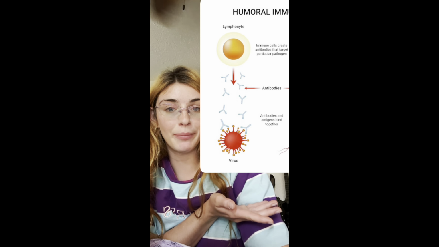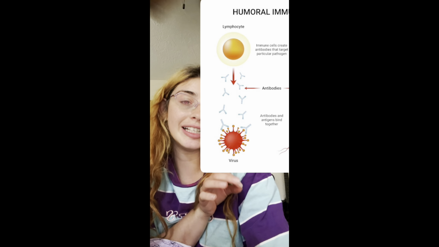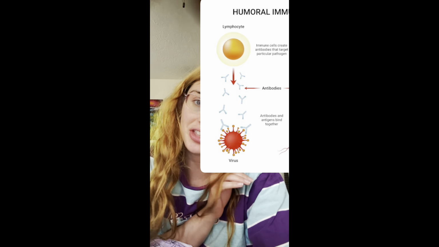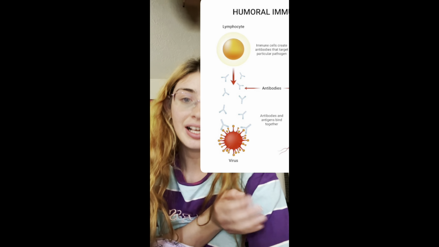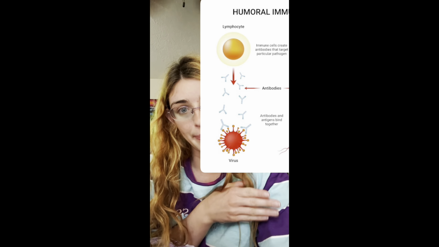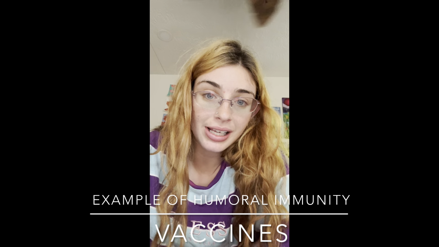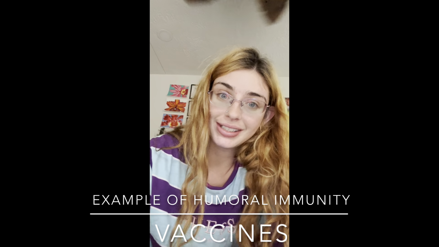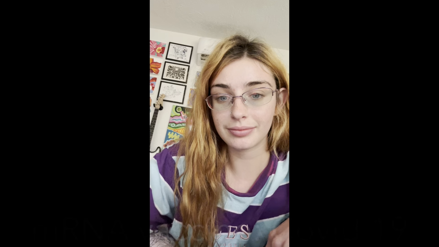Here in the diagram, we can see how immune cells, such as lymphocytes, create specific antibodies that target specific antigens or pathogens. So when a virus or a bacteria is detected, these antigens and antibodies bind together. For example, when you receive a vaccine, B cells produce specific antibodies that target specific pathogens in the bloodstream or lymphatic fluid or body fluid.